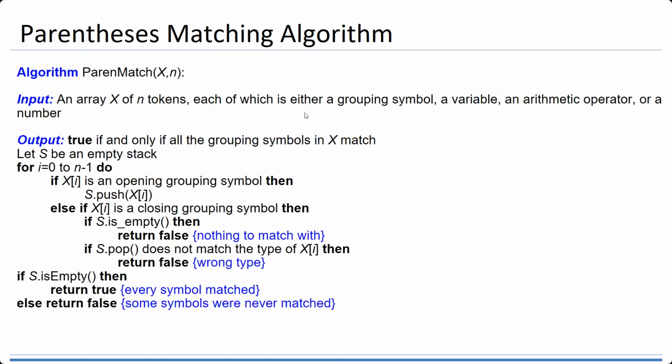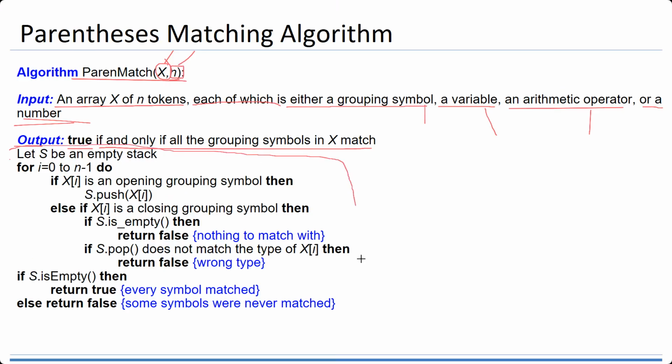So this is the algorithm. The algorithm starts with an array. Let's say the algorithm name is ParentMatch, and then we have X and we have n. So X is an array, and n is a kind of token. Token of each of which is either a grouping symbol or a variable or an arithmetic operator or a number. So you can specify not only symbols, but also variables or arithmetic operators or numbers. The output will be true or false. True means if and only if all the grouping symbols in X match. So here you want to match between the X and every token in the end.